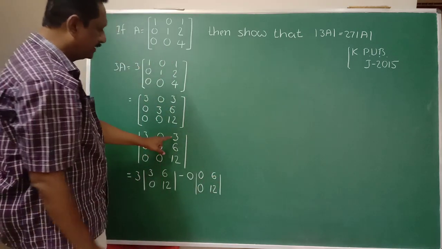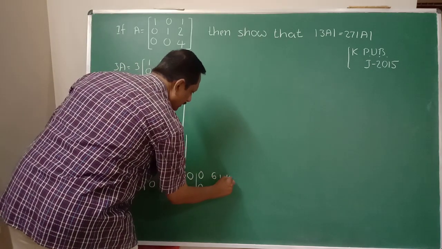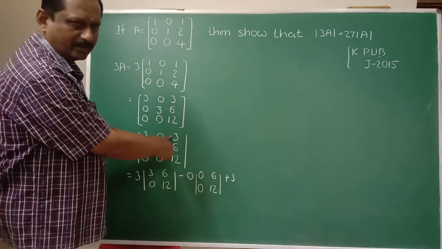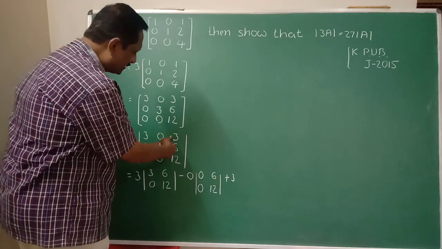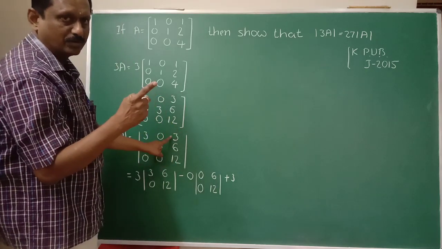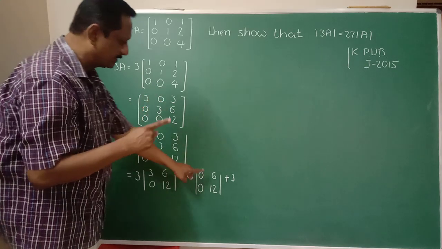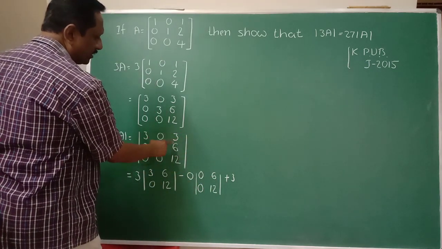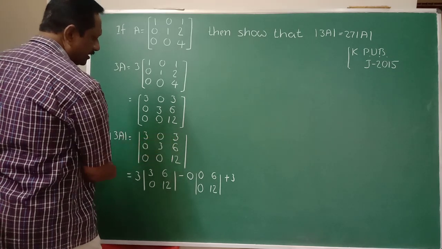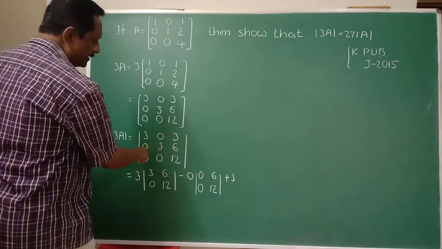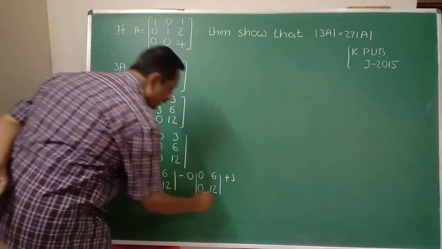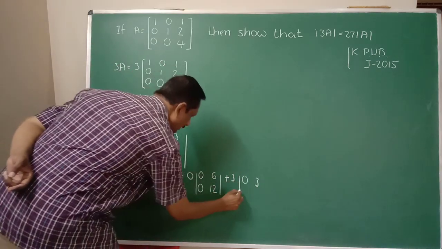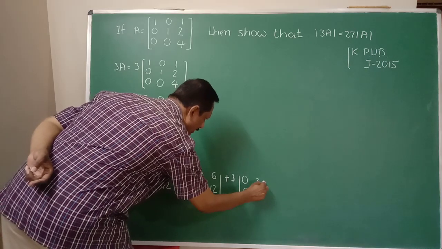Next plus 3 here, because it is an element in the first row, third column. 1 plus 3 is 4, an even number. In that case multiply by plus and write this 3. Deleting the row and column containing this 3, these are the 4 remaining elements here: 0 3 0 0. So determinant of 0 3 0 0.